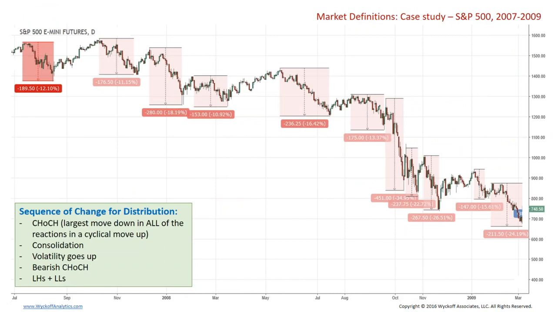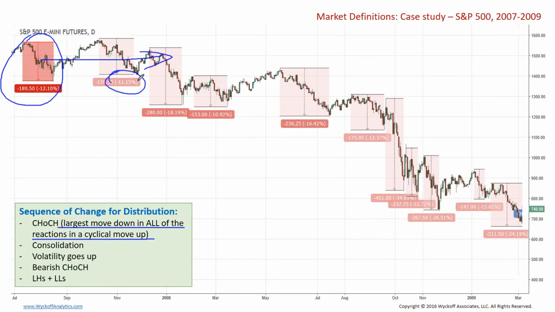And here we go again. It resembles the same picture that we had in 2000 and 2002, right? First change of character, increase of the volatility, largest move down in all of the reactions in the cyclical move up. Then we have a consolidation. Through this consolidation, we're still having quite high volatility on the way down. That confirms that the increase of volatility suggests a distribution rather than a reaccumulation.